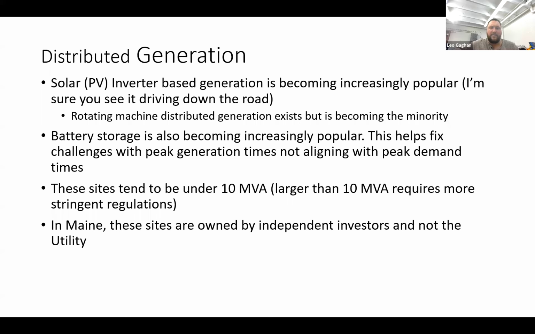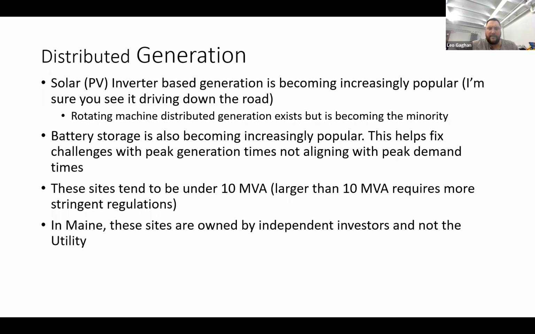So these sites tend to be under 10 MVA for the distributed generation. Larger than 10 MVA requires more stringent regulations. I think they actually have to report to ISO when they get bigger than 10 MVA. So it's a pretty solid line. You're going to see everything stay under that 10 MVA for the most part. And then typically if something's larger than 10 MVA, a lot of times you'd see that get tied into a transmission system.